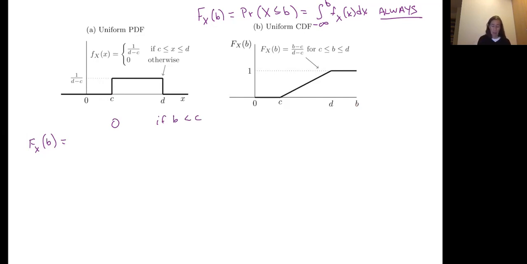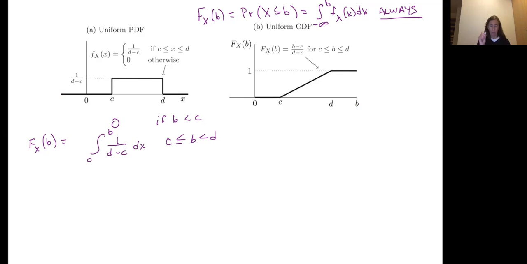It's only defined between c and d, so there's no probability that x is going to be less than c. When we're in the range where b is between c and d, that's when the probability that x is less than or equal to b is equal to this integral, the integral from c up to b of 1 over d minus c dx.